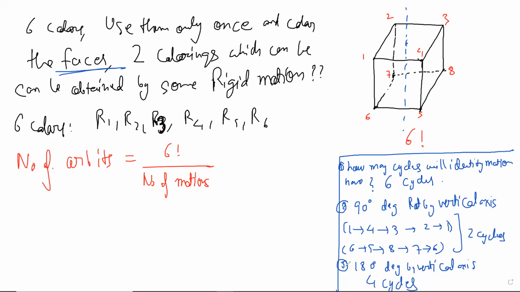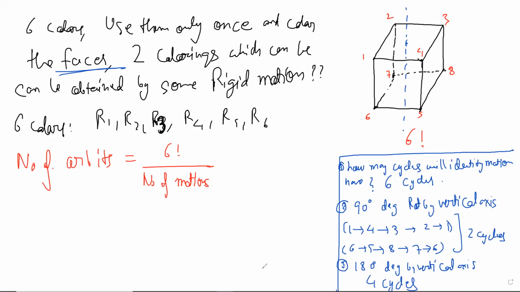No, wait, wait. What am I doing? No, it will. Sorry. But they are different cycles, right? Because 1 is going to 3 and 3 is going to 1. Sorry, 1 going to 3. And... Oh, okay, okay.